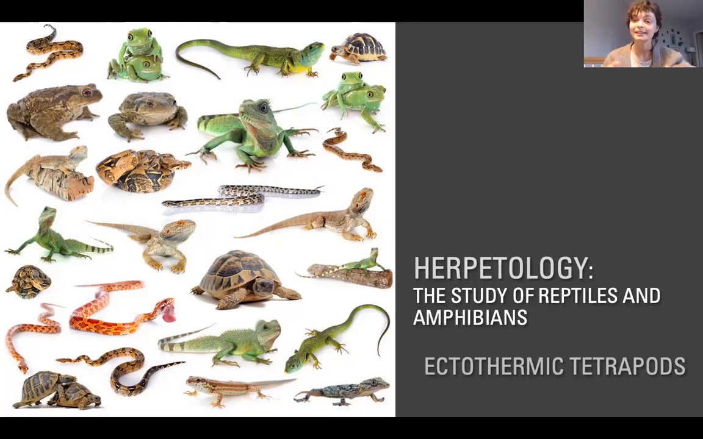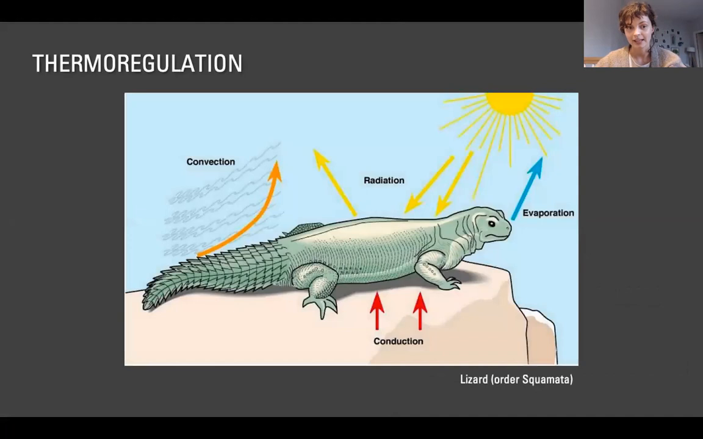And the characteristic that reptiles and amphibians have in common is that they are ectothermic tetrapods. Tetrapods means that just like us or birds, they have 4 legs. Tetra, pod is foot. And they developed these legs when they came onto the land. And they are ectothermic because they have to do something called thermoregulation. They are what is called cold-blooded animals.